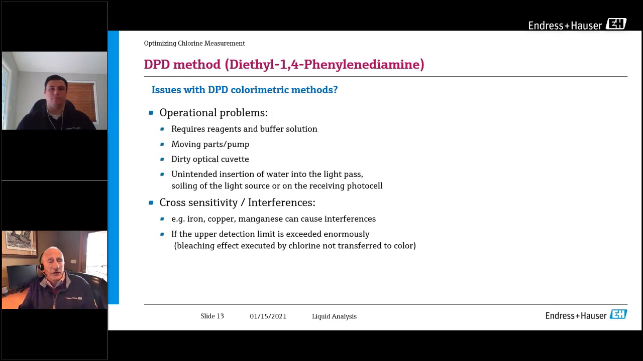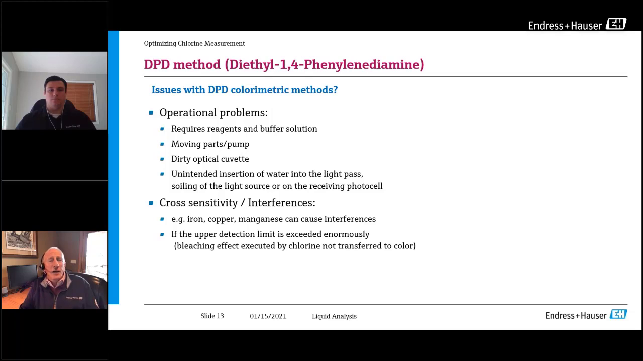So that's why you're going to find out here that pH is also a critical measurement within one of these free chlorine systems, and that's to be able to compare apples to apples and get a true chlorine measurement under a standard pH value. These DPD systems, because they're moving reagents and chemicals around and sample, have moving parts and pumps and tubing. They're using a cuvette and a colorimetric optical sensor to be able to make that measurement. So you have to worry about the cleanliness and the maintenance of that optical cuvette.